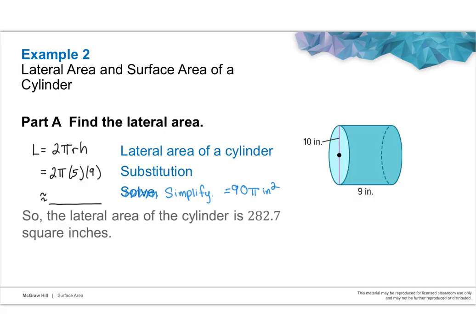Or if we go to our approximation, this is where we would use our pi key, and 90 times pi is 282.7, rounded to the nearest tenth.